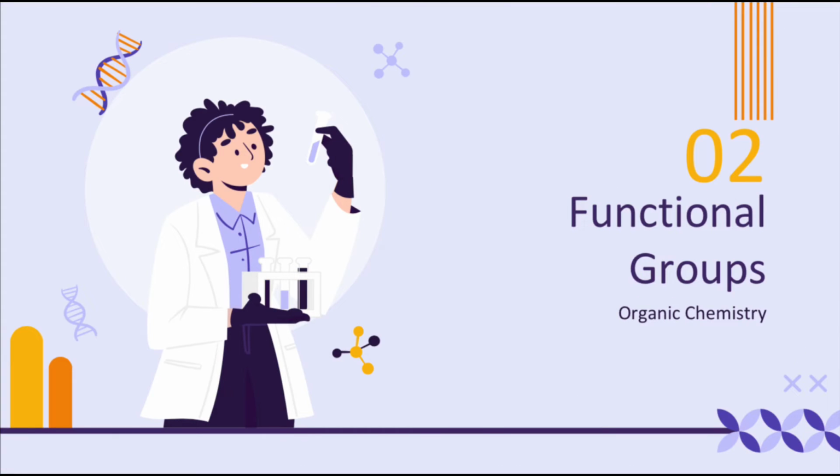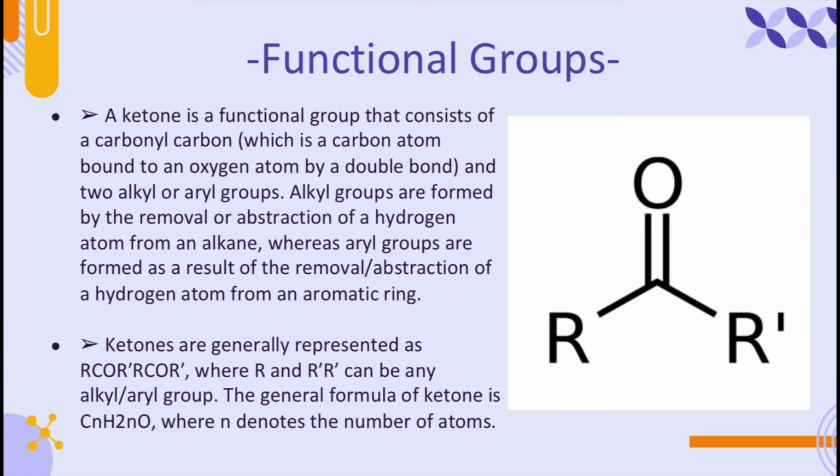Now, here are the functional groups. A ketone is a functional group that consists of a carbonyl carbon, which is a carbon atom bound to an oxygen atom by a double bond, and 2 alkyl or aryl groups. Alkyl groups are formed by the removal or abstraction of a hydrogen atom from an alkane, whereas aryl groups are formed as a result of the removal or abstraction of a hydrogen atom from an aromatic ring.